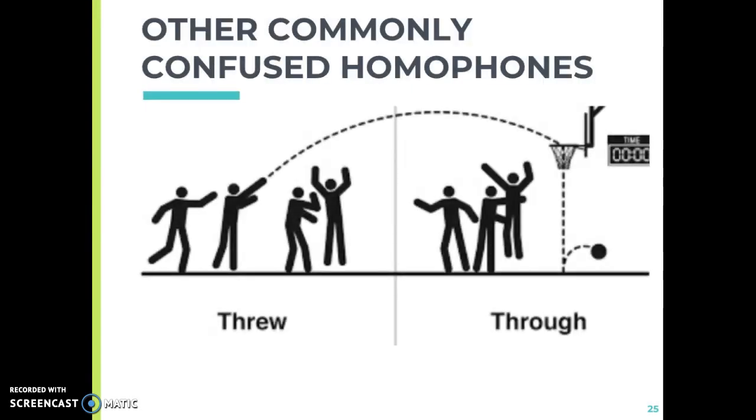Next are threw and through. The first, threw, is the past tense of the verb throw, which you can tell because they look similar. An example sentence is, they threw the basketball. Notice because it's a verb, it is receiving the action of a noun. The second, through, is not a verb, but rather a preposition that means coming in one side and out the other, like the basketball went through the hoop.